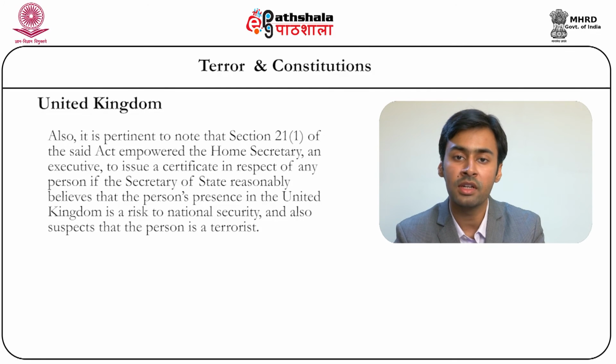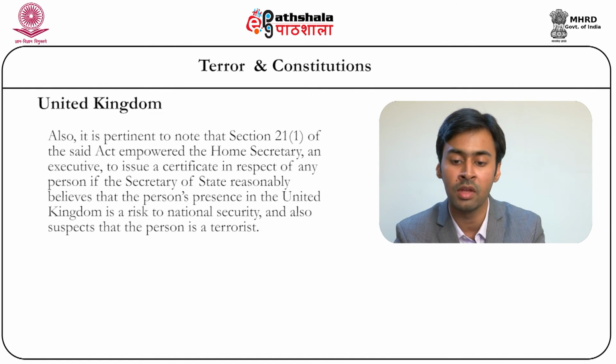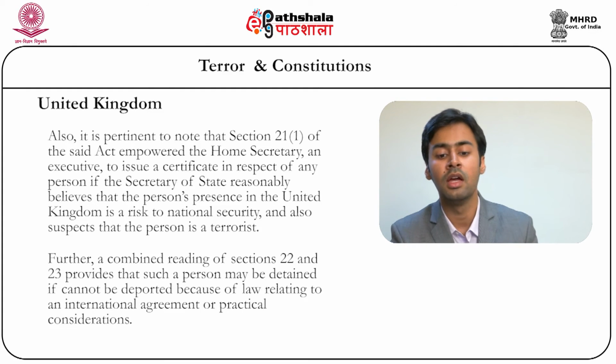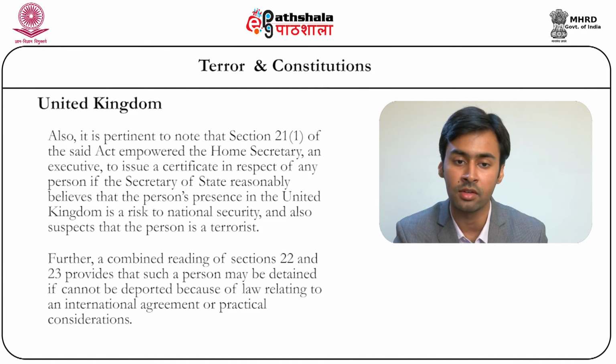Also, it is pertinent to note that Section 21 subclause 1 of the said act empowered the Home Secretary, who is an executive, to issue a certificate in respect of any person if the Secretary reasonably believes that the person's presence in the United Kingdom is a risk to national security and also suspects that the person is a terrorist. Further, a combined reading of sections 22 and 23 provides that such a person may be detained if they cannot be deported because of laws relating to any international agreement or because of any political considerations.